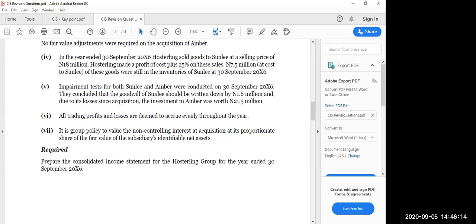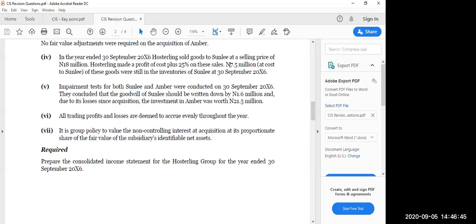Additional information five. Impairment tests for both Sunly and Amber were conducted on 30th September 2006. They concluded that the goodwill of Sunly should be written down by 1.6 million naira, and due to its losses since acquisition, the investment in Amber was worth 21.5 million. Additional information six. All trading profits and losses are deemed to accrue evenly throughout the year.